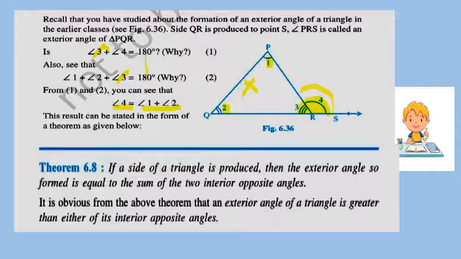PRS. So what does the theorem say? Theorem 6.8. If a side of a triangle is produced, then the exterior angle so formed is equal to the sum of the two interior opposite angles. From this theorem it is obvious that an exterior angle of a triangle is always greater than either of its interior opposite angles, because it is the sum of those two angles, and therefore it is greater than either of its interior opposite angles.